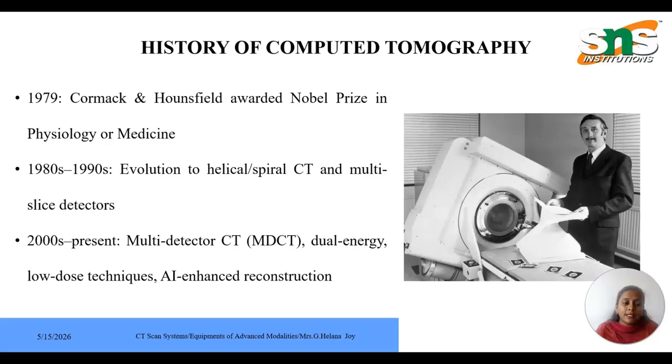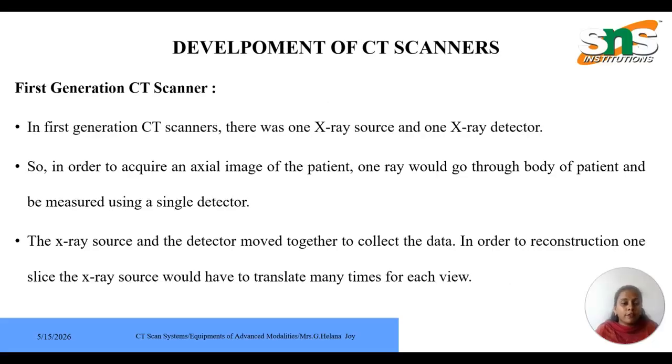Between the 1980s and 1990s, helical and spiral CT and multi-detectors were developed, and from the early 2000s until now, multi-detector CT scans, dual energy CT scans, low dose techniques, and AI enhanced reconstruction methods are being used. So this is how the history of CT tomography has developed. The development of the CT scanner has seven generations.